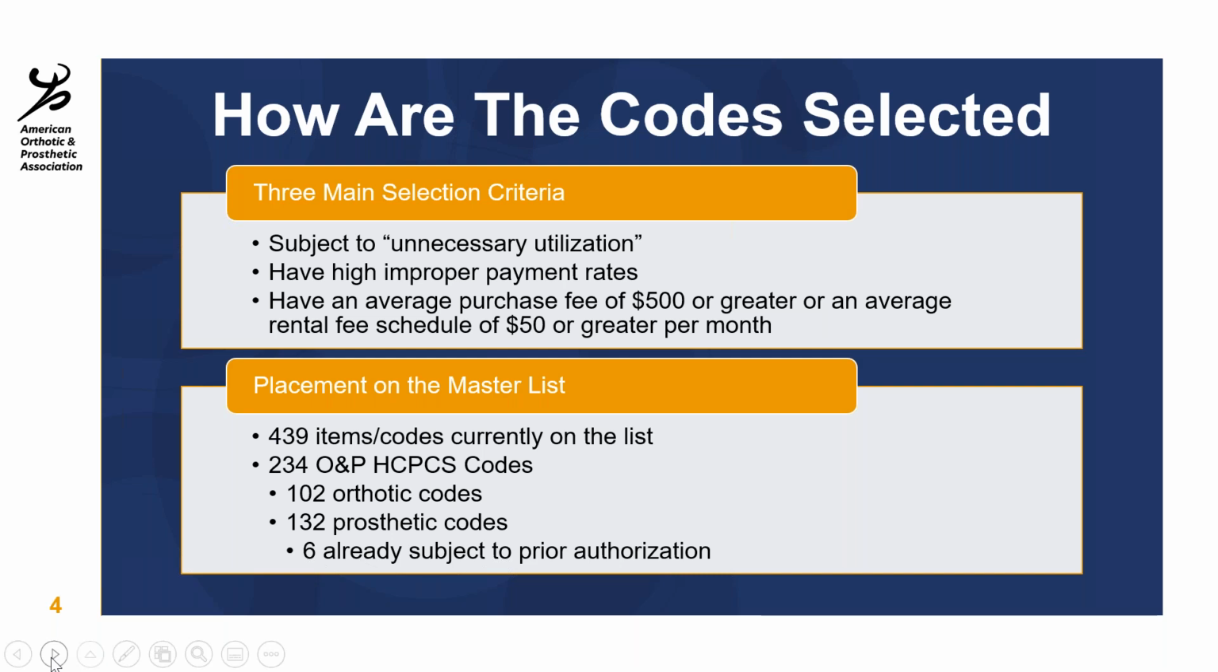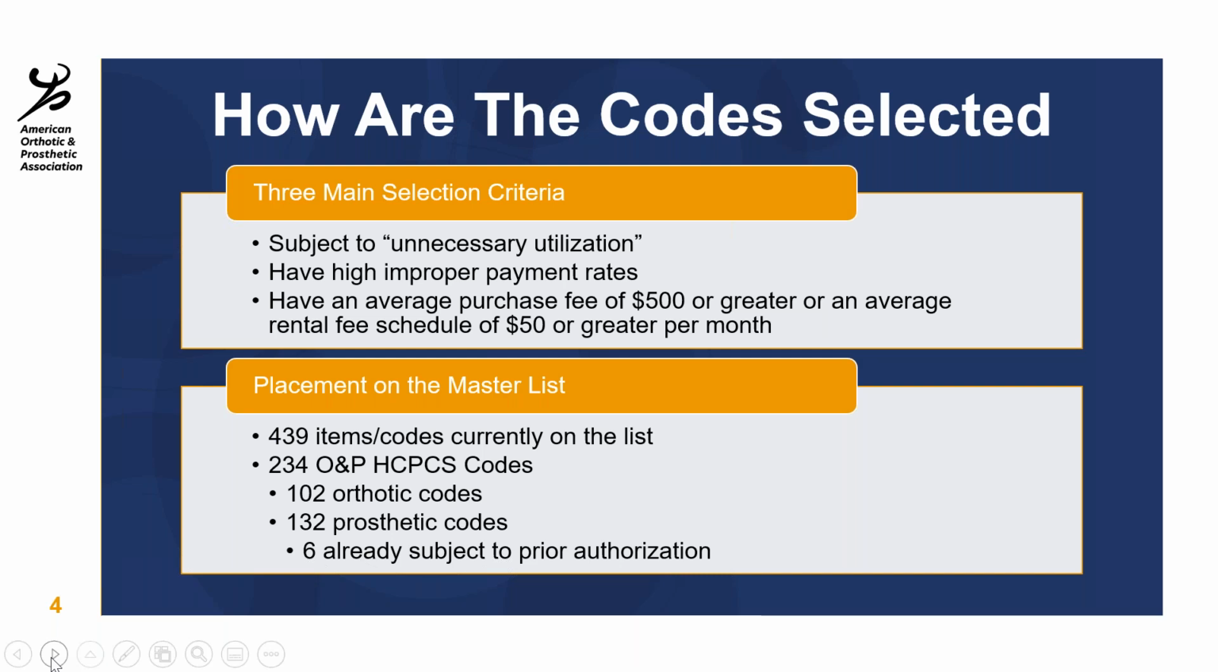There has to be a high improper payment rate. That is usually determined through audit processes, whether it's CERT audits, whether it's TPE audits, whether it's post-payment audits, etc. And there is a minimum monetary threshold. So it has to have either an average purchase fee, meaning Medicare reimbursement of $500 or greater, or an average rental fee schedule of $50 or more per month. Now, obviously, O&P devices are not subject to rental rates, so the $50 per month minimum rental requirement is not in play here for O&P services.